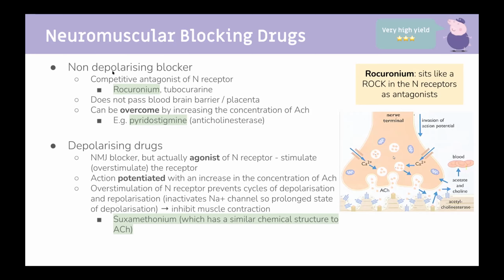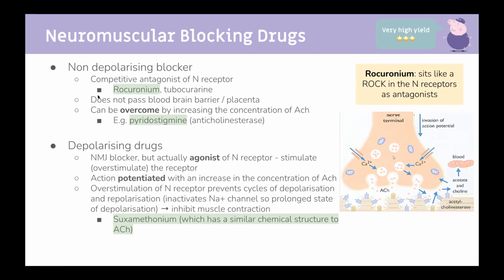So rocuronium is a competitive antagonist of your nicotinic receptors. Remember we learned about antagonists last week. It's going to bind to your nicotinic receptor and stand there, not letting acetylcholine bind to that receptor. So it's antagonizing the nicotinic receptor. We can also remember it as sitting like a rock, because the word starts with ROC, on the N receptor as an antagonist.